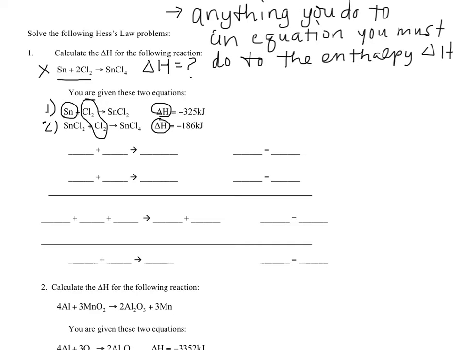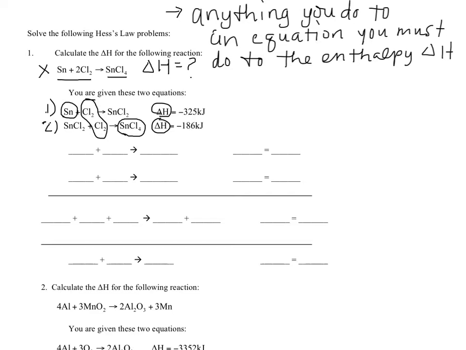And then when I look over at the right side of my equation, I see that I want to end up with SnCl4 over on the right side. And if I look at my given equations, I see that, sure enough, I have SnCl4 over on the right-hand side.